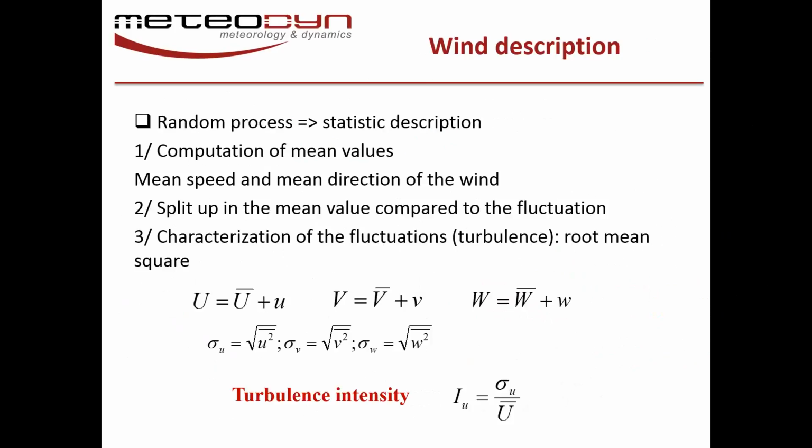But to describe the wind, it's easy to keep only two quantities. This is U for the mean wind speed, and the turbulent intensity, I, at the end of this slide. This is the ratio between the root mean square, the standard deviation, divided by the velocity. So to describe the wind, we reduce the number of variables.